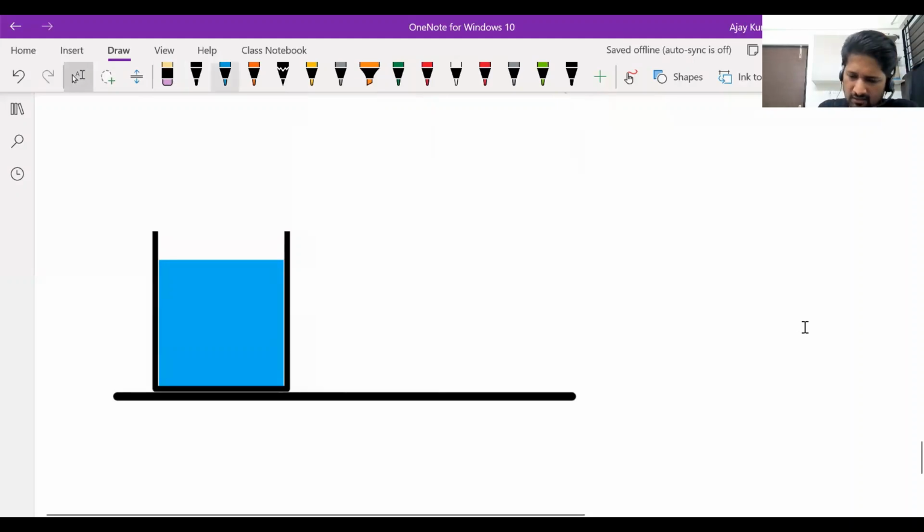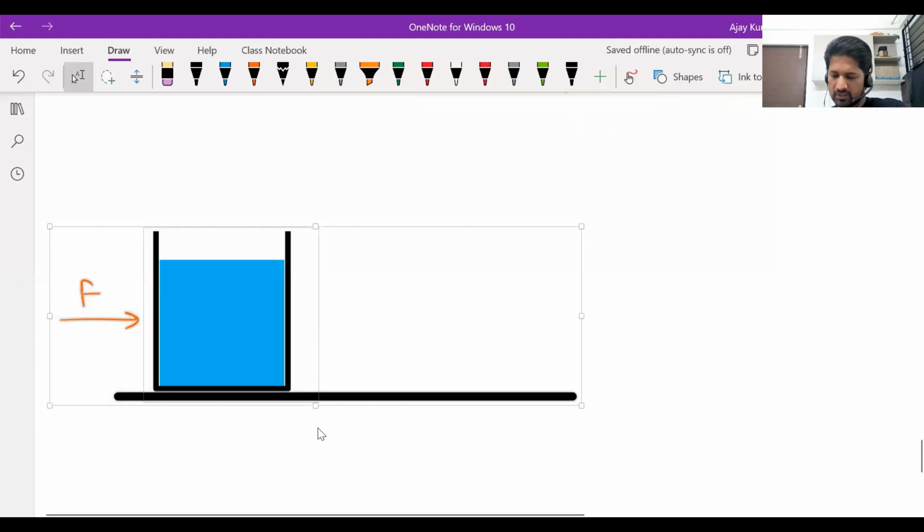But imagine pushing the tumbler to the right. If you suddenly push it to the right, or start moving it to the right, something which is initially at rest is being made to move. Means you are changing its velocity, means you are accelerating it. And for acceleration, you need to apply a force. So let's say by applying a force, you accelerate the tumbler.